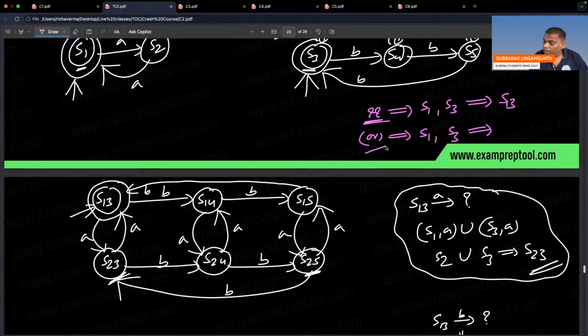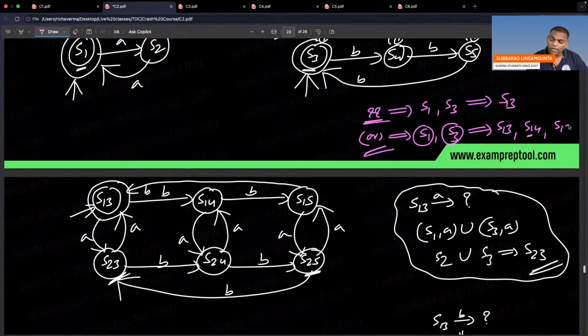Because of this OR operation, wherever any one is final, that is final. In S13, at least one final is there, yes. In S14, at least one final, S1 is there. Next, in S15, at least one final, S1, yes. In S23, at least one final, S3 is there. S24, I think no final. S25, no final. So for the OR operator, these 4 you have to make final.